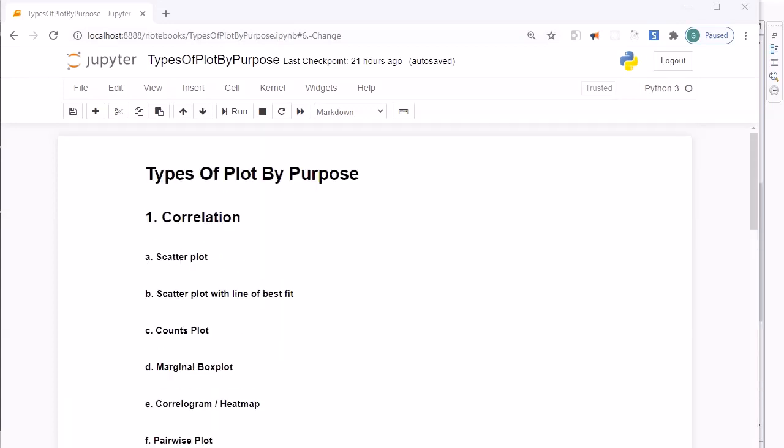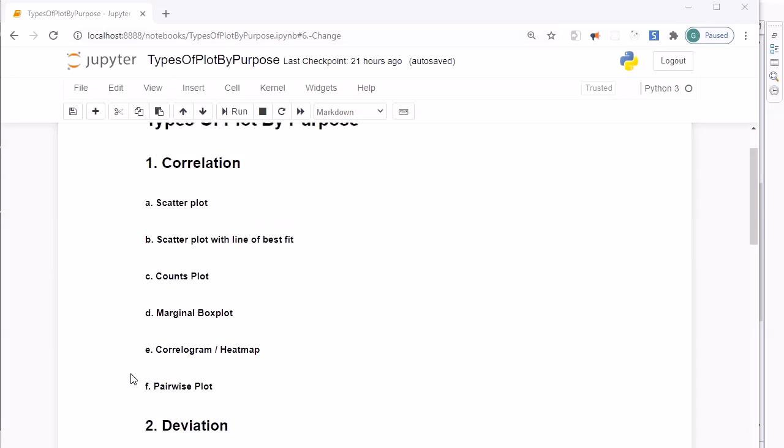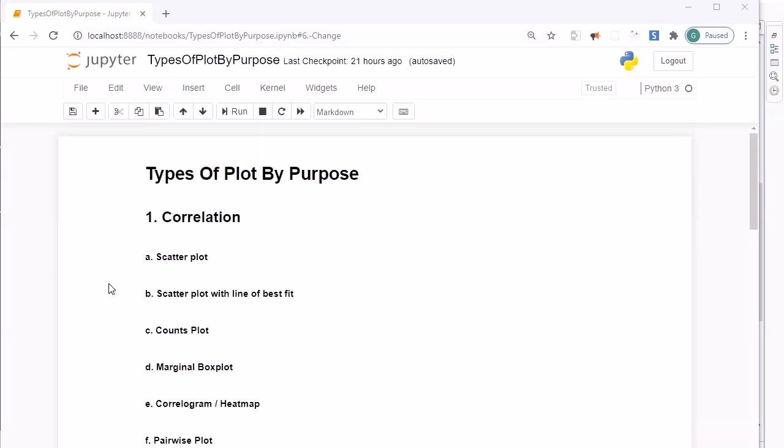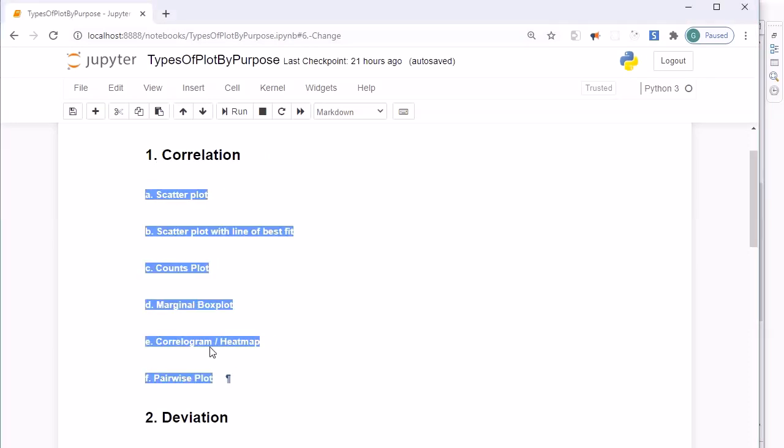So with the scatter plot, other plots which belong to this category are the scatter plot with line of best fit, counts plot, marginal box plot, correlogram, heat map, and pairwise plot. All these plots are used to identify the relationship between two variables and more than two variables, which we will look into. But remember that whenever you want to identify the relationship between two variables, these plots are going to be very helpful to visualize the relationship.